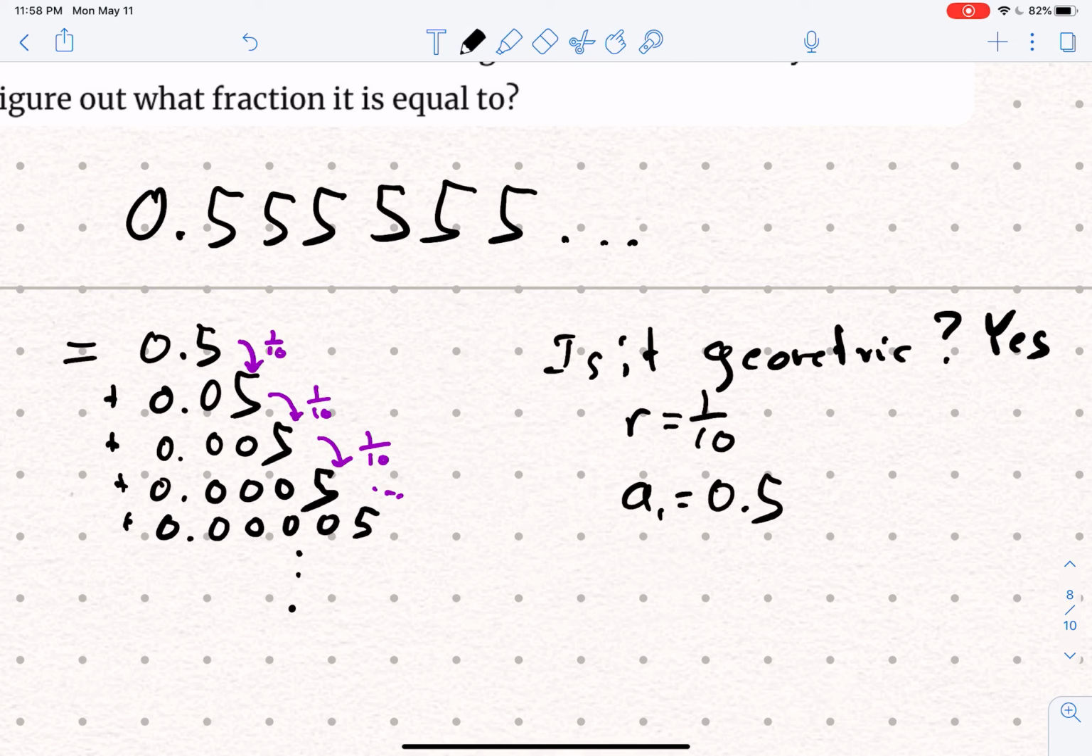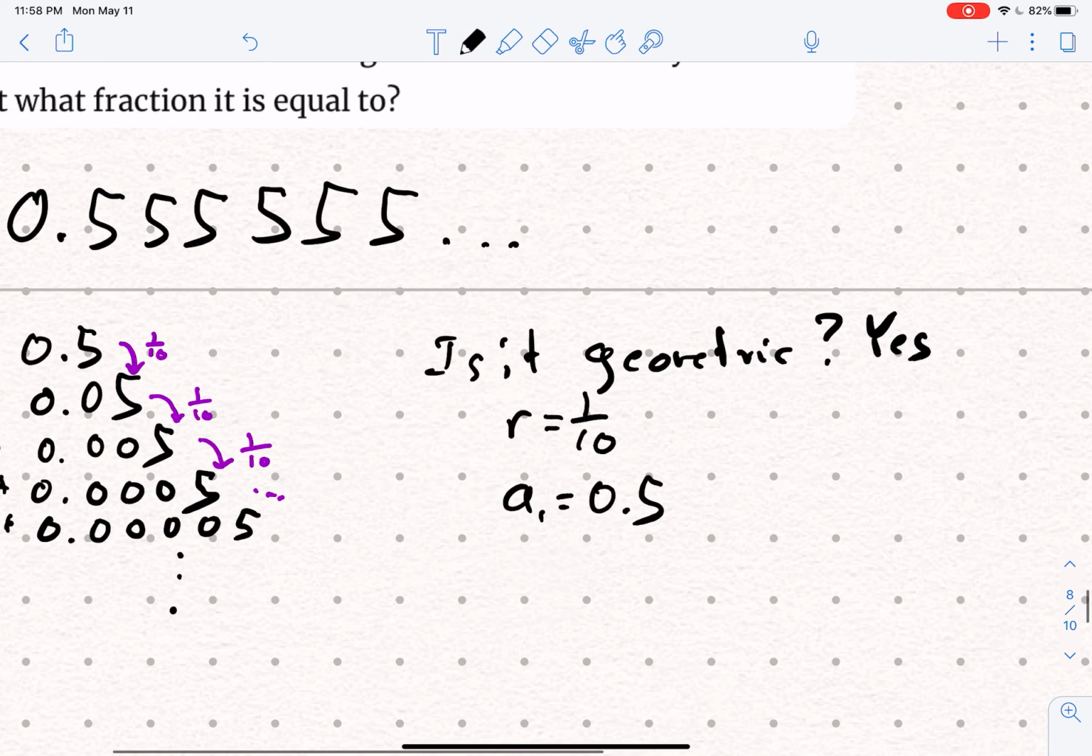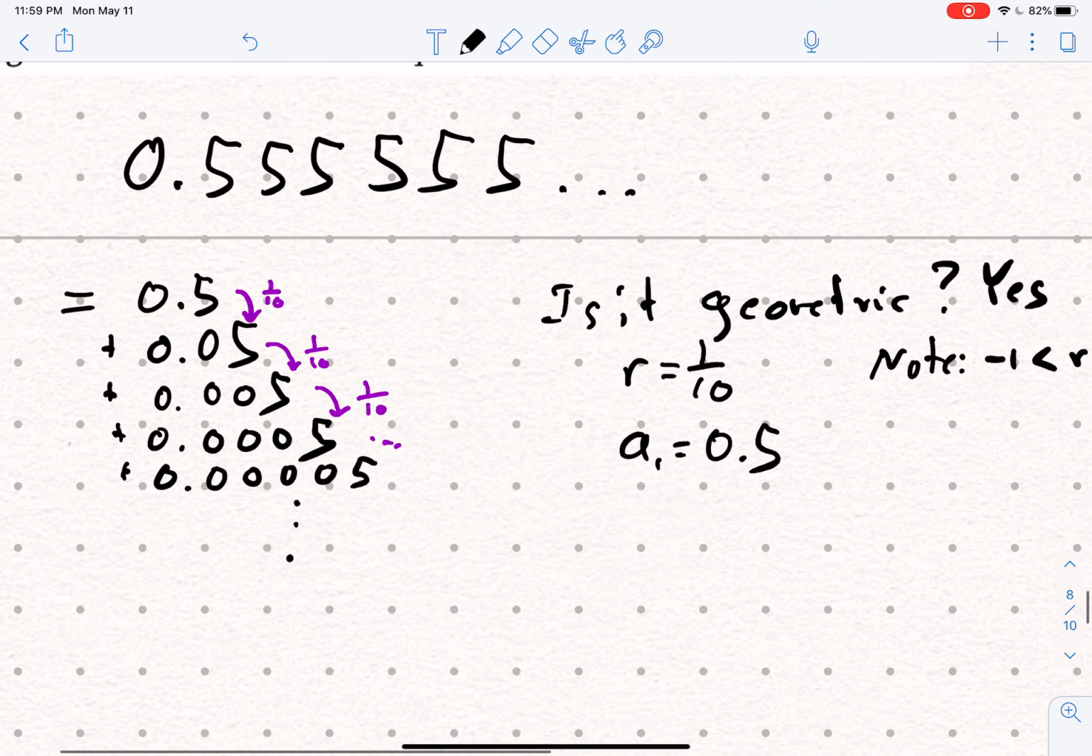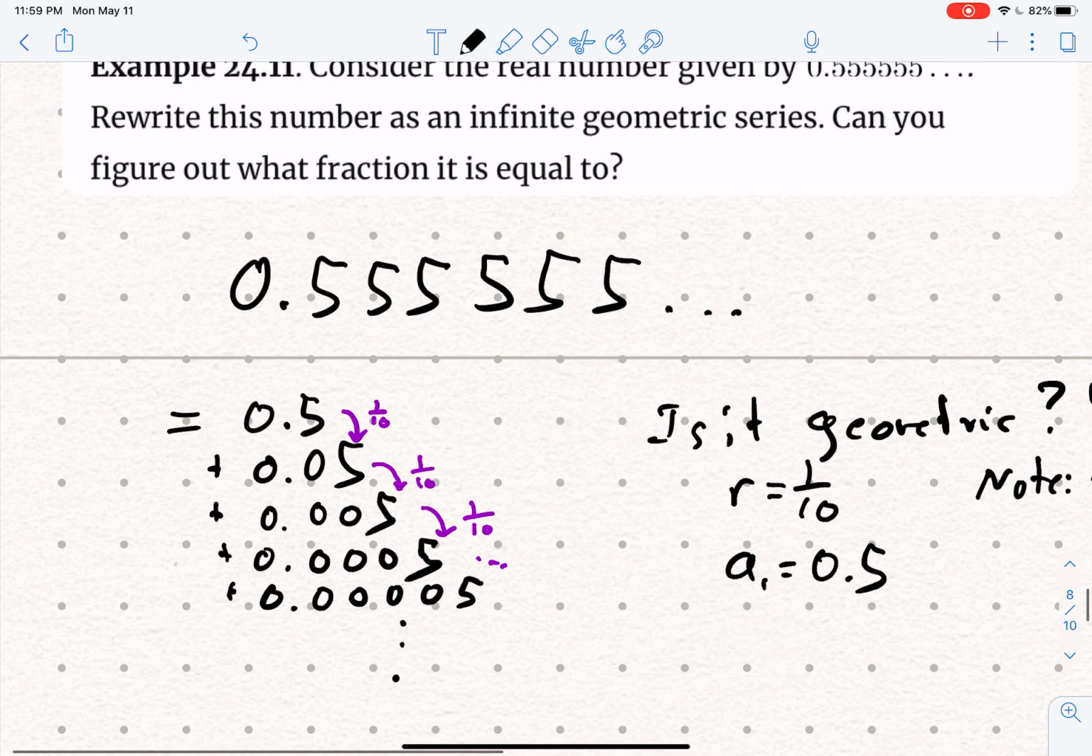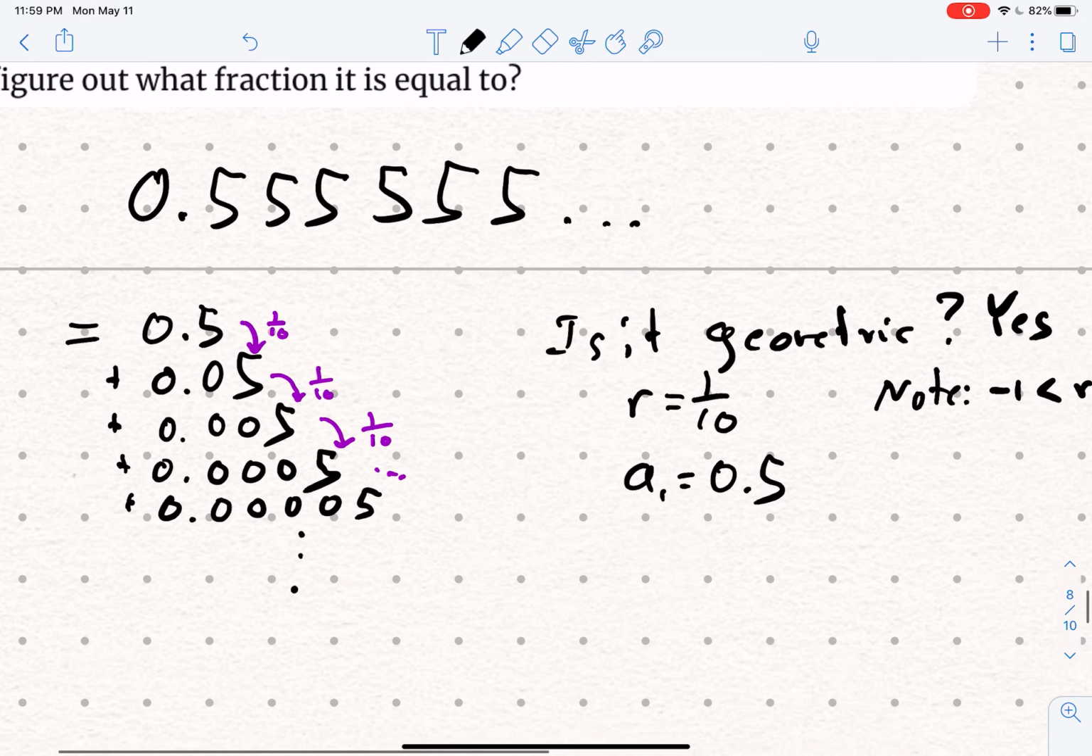Question: is r between -1 and 1? And the answer is yes, 1/10 is between -1 and 1. So -1 < r < 1. That's like a check, and that means we can use our formula. So now let us see what happens when we rewrite this using our formula.